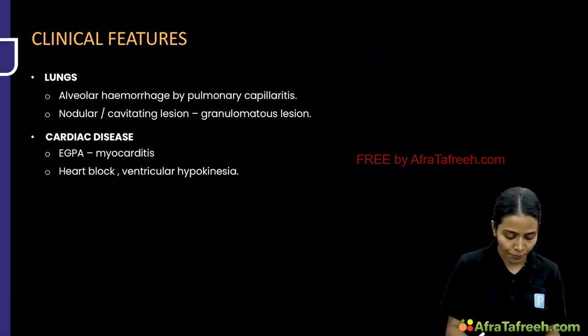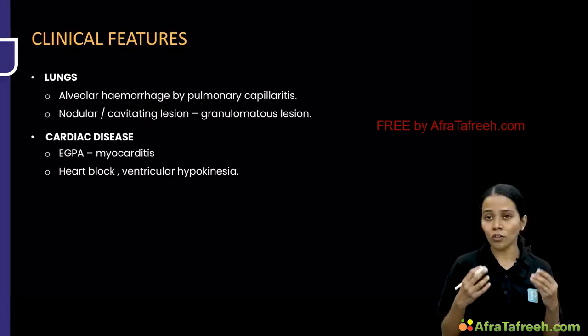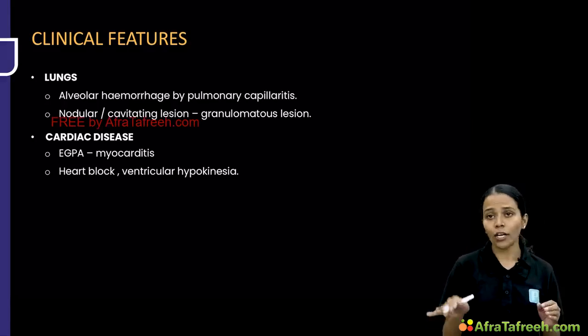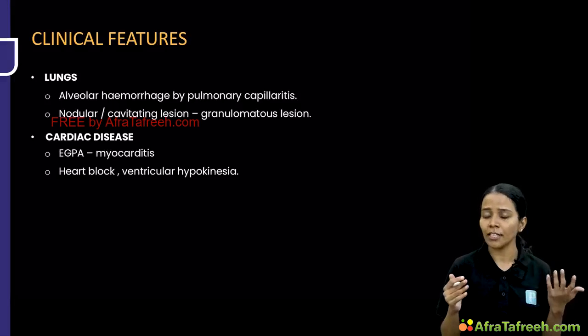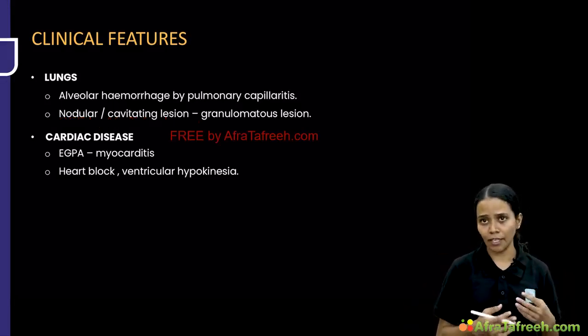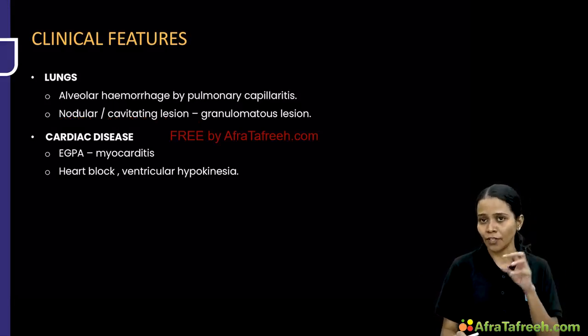Okay, these features. Now coming to the lungs, the alveolar capillaries can get involved in this inflammation and it can cause alveolar hemorrhage by pulmonary capillaritis. Nodular or cavitating lesion can be seen in granulomatous lesion like in GPA and EGPA. Okay. Cardiac disease in EGPA, there can be myocarditis. There can also be heart block because of inflammation.